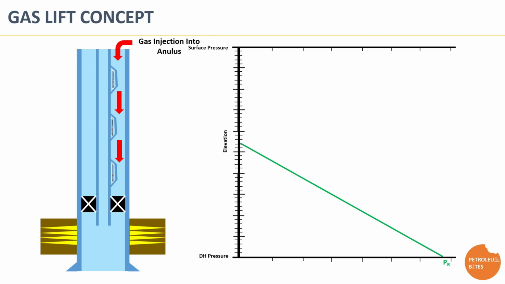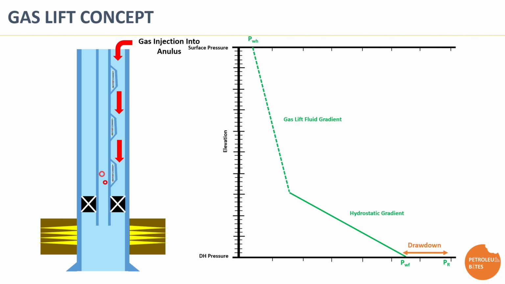Gas is then injected into the tubing casing annulus at a design rate and sufficiently high injection pressure. Through the gas lift valve, the injected gas enters the tubing, reducing the liquid column hydrostatic weight. This reduction creates a pressure drawdown, enabling the well to produce additional fluid and deliver it to the surface at the required wellhead pressure.